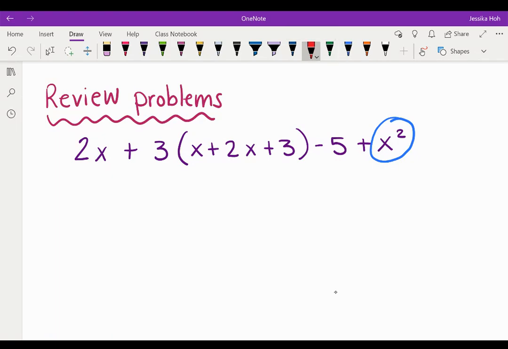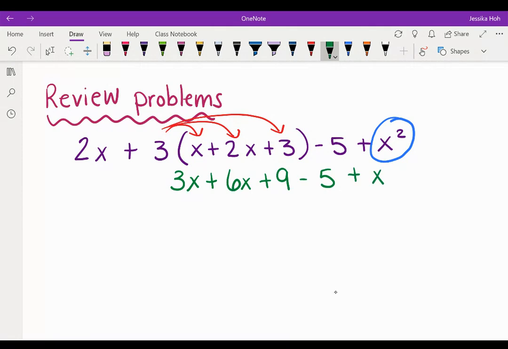So first I'm going to distribute the 3 to all the numbers in our expression. So 3 times x is 3x. 3 times 2x is 6x. 3 times 3 is 9. I'm going to then bring everything else down.